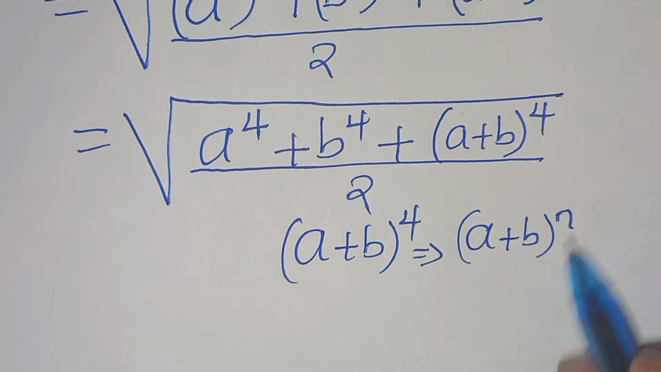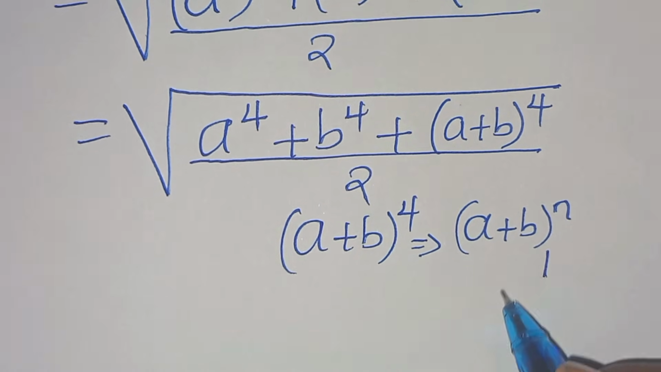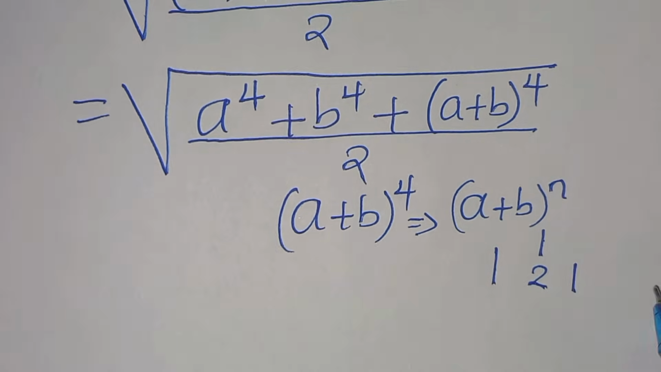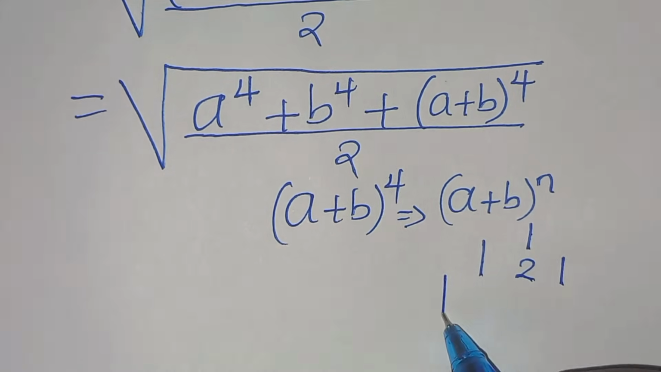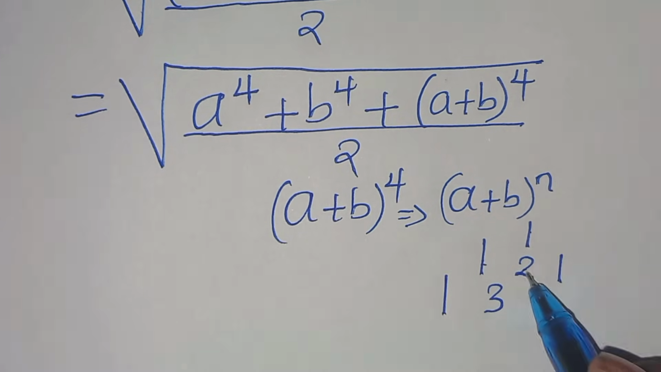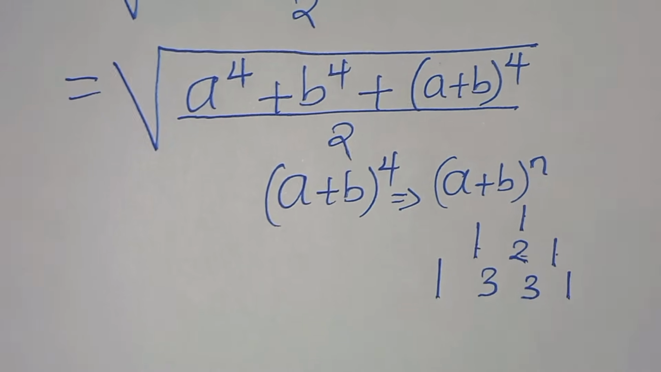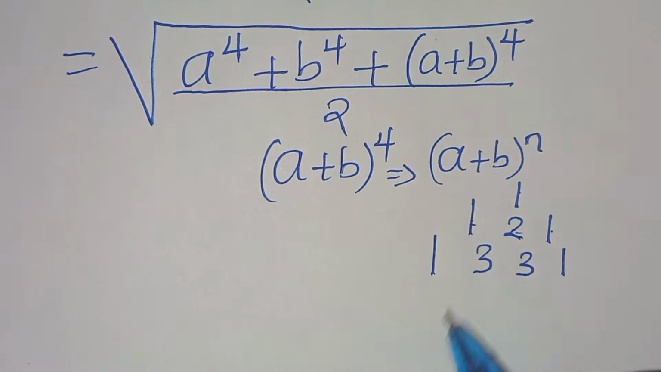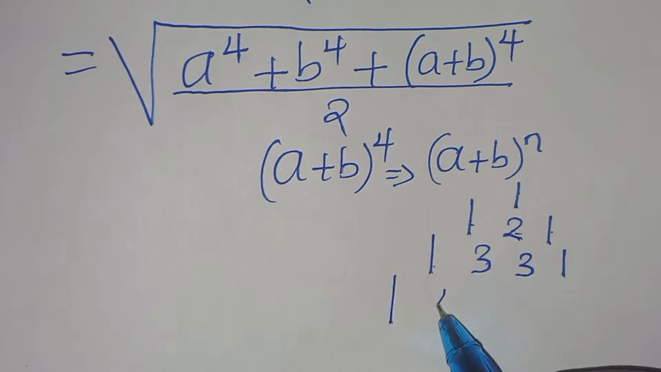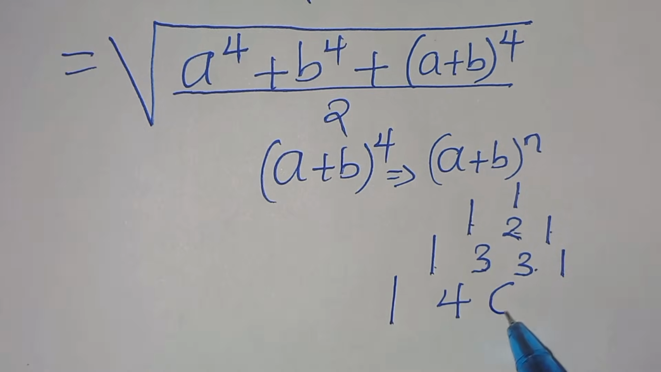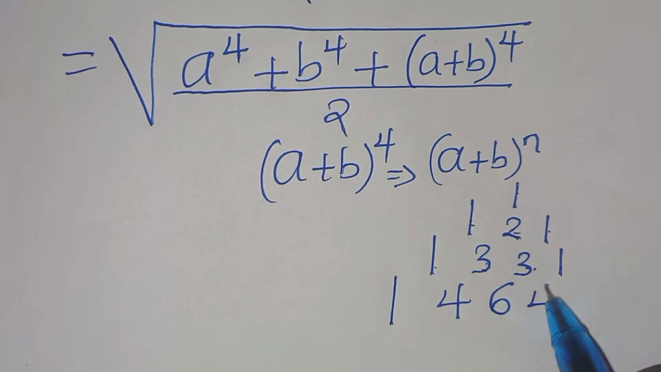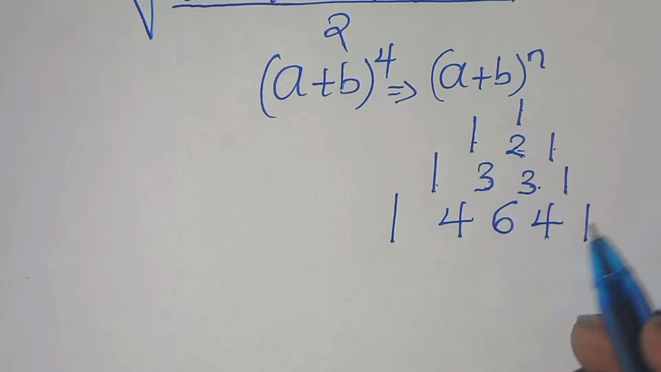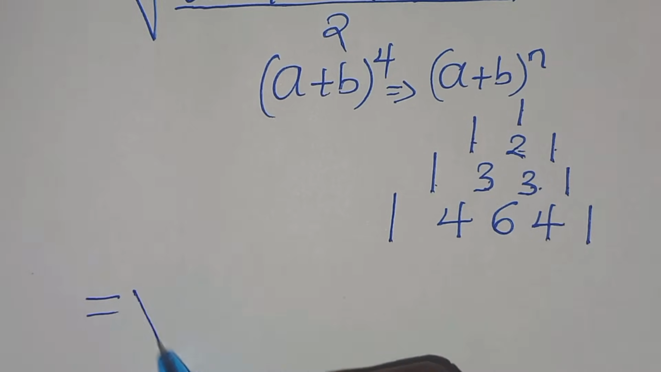Remember, if you have a plus b to the power of n, we can expand this by applying binomial expansion. Now if n is equal to 2, then we have 1, 1 plus 1, this is 2, then we have 1. If n is 3, then we have 1, 1 plus 2, this is 3, 2 plus 1, this is 3, then 1. If n is equal to 4, just like what we have here, then we have 1, 1 plus 3, this is 4, 3 plus 3, this is 6, then 3 plus 1, this is 4, and then 1.